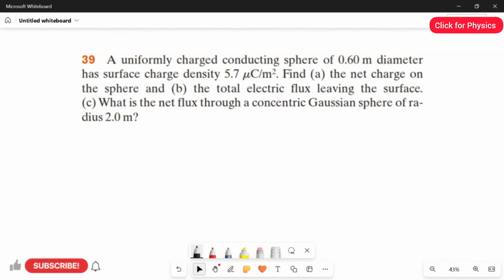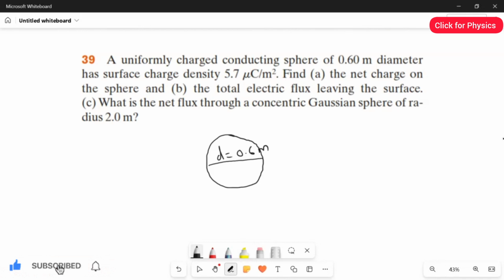Let's write the given first. So what is given in the question? We have the charged conducting sphere. That means the shape is a sphere, so we have to draw the diagram. This is the sphere, and they mentioned the diameter, d equal to 0.6 meter. From the diameter we will find the radius, because half of the diameter is the radius. When you divide this number by 2, we will get the radius as 0.3 meter.